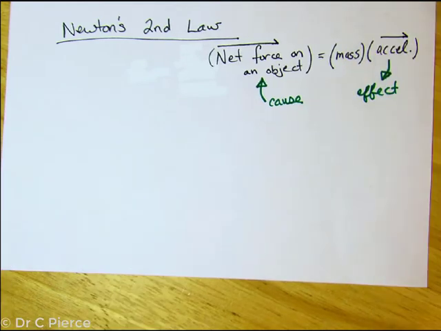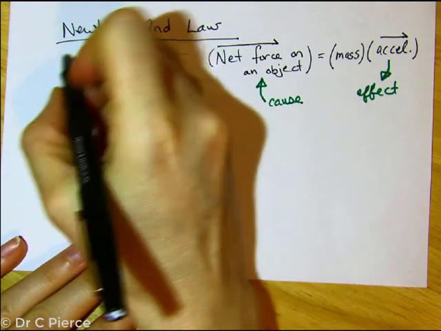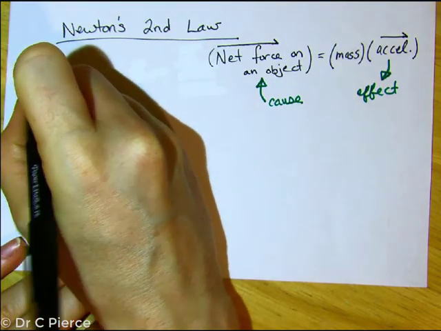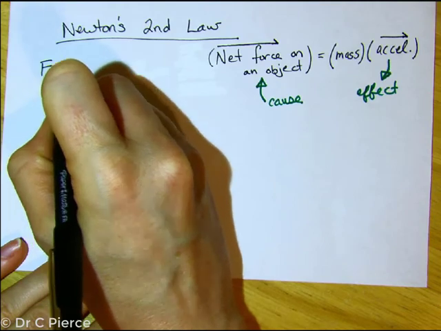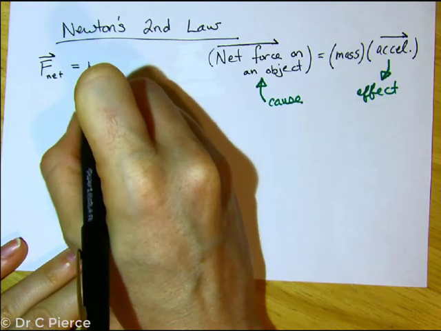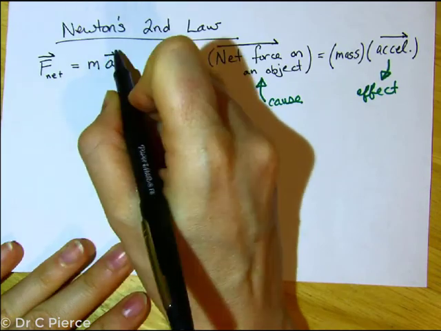Now that can get to be a little bit much to write every single time since we're going to use this a lot. So let's abbreviate it. So instead of saying the net force on an object, we'll just say F with a little net is equal to the mass of the object times the acceleration of the object.